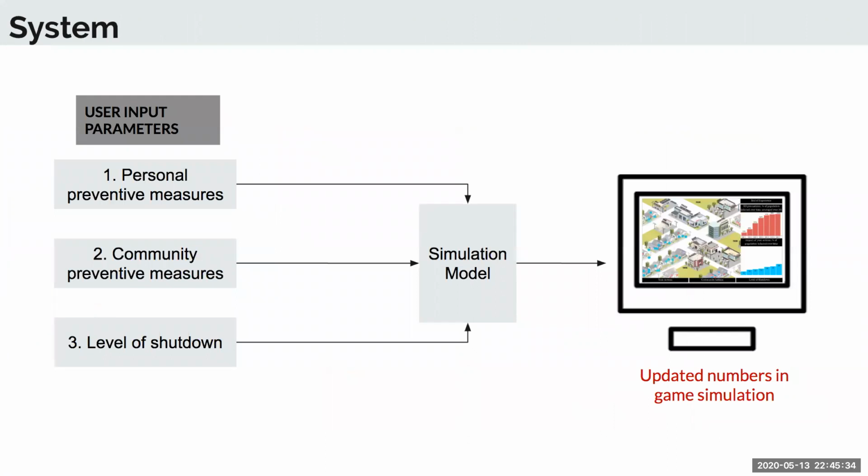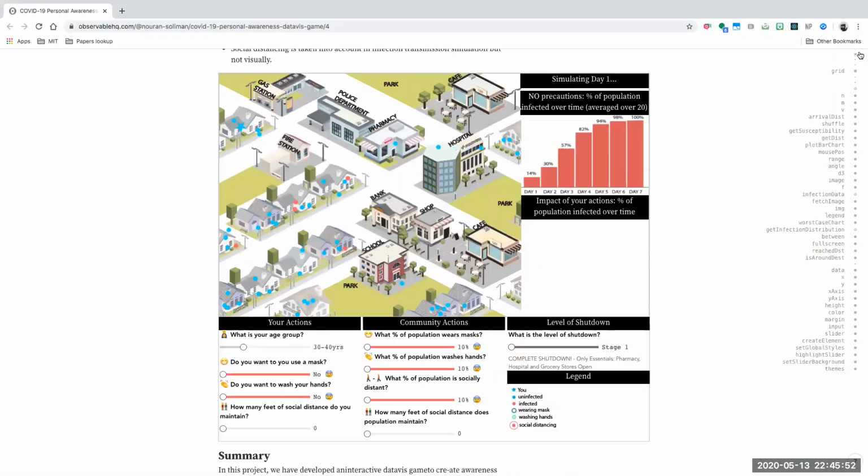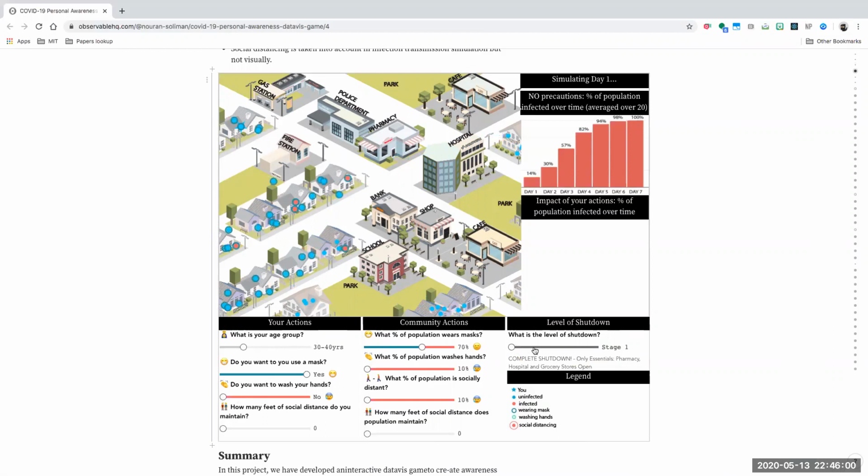Our system takes from the user three main categories of input: personal preventive measures, community preventive measures, and level of shutdown. The simulation model then uses these inputs to visualize the infection spread across the city over the duration of 7 days. This is a full visualization demo. The user can start by playing with the sliders in the bottom dashboard. They can adjust their own actions, the community's actions, and the level of shutdown. Those changes are visually reflected on the animated city map.